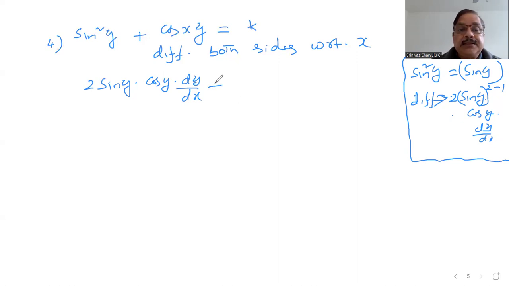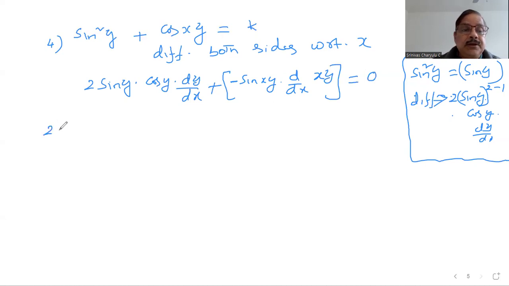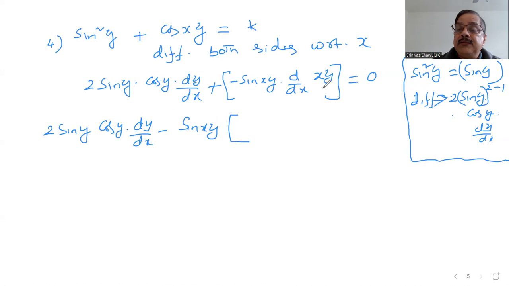Next, plus cos xy. Differentiation of cos xy is minus sin xy. Then d by dx of xy is equal to k differentiation, which is 0. So you can write this as 2 sin y cos y dy by dx plus into minus, you write down sin xy, d by dx of xy.